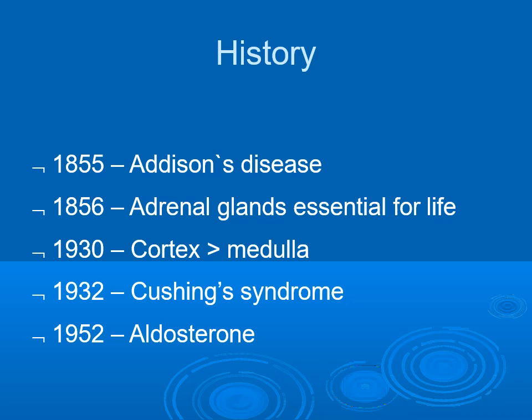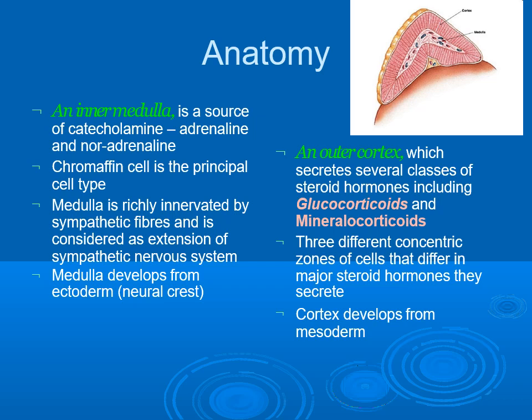Look at the history part of corticosteroids in this slide. Brief anatomy of adrenal glands. The inner part, known as medulla, is a source of catecholamines, adrenaline and noradrenaline, and the chromaffin cell is the principal cell type. Medulla is richly innervated by sympathetic fibers and is considered an extension of the sympathetic nervous system. The outer part, known as cortex, secretes several classes of steroid hormones including glucocorticoids and mineralocorticoids.